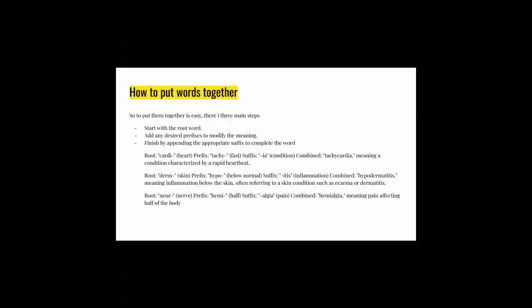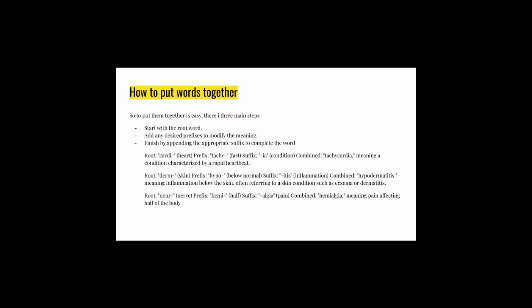Now, how do we put these words together? There are 3 main steps. You start with your root word, the word that is the body part that you are specifically talking about. And then you add any desired prefixes to modify the meaning. You finish by adding your appropriate suffix to change the meaning of the entire word.